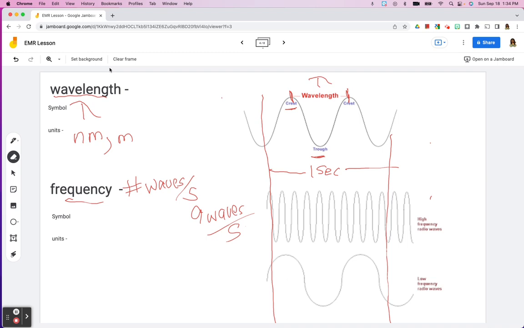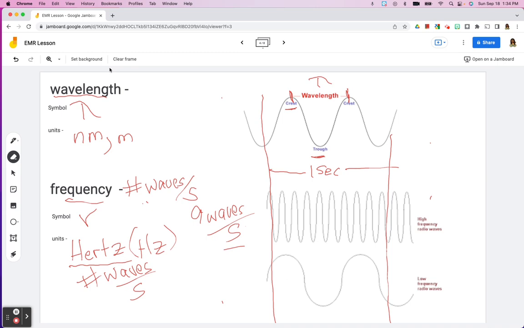But we do not record our units like this. Frequency is measured in something called hertz. Hertz is symbolized by Hz. It means the number of waves per second. And a symbol that we use for frequency is a funny looking Greek letter, looks like a V, nu. Okay, so those are the symbols, and this is the unit. So again, frequency is the number of waves per second.